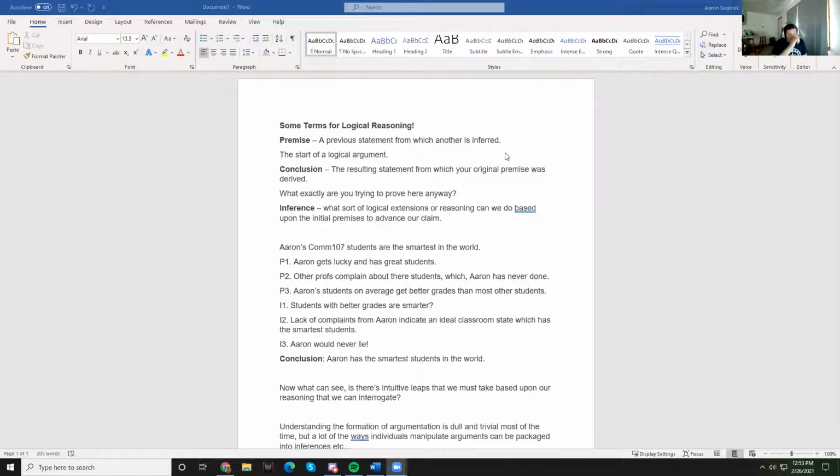Okay. So some terms we need to understand for good logical reasoning are just basic styles of what goes into an argument. The first is going to be a premise. A premise is just going to be a previous or an initial statement from which all other forms of logic can be inferred. It is the start of your logical argument.